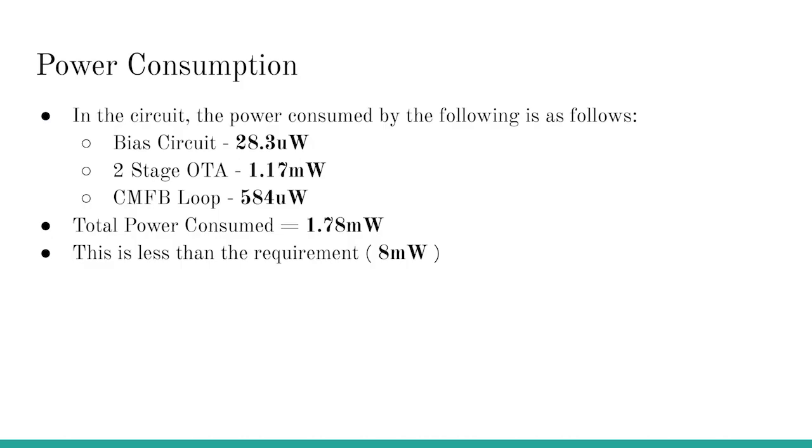Finally, we will look at the power consumption of our circuit. The power is consumed by the bias circuit, the two-stage OTA, and the common mode feedback loop. So the total power consumed by our circuit is calculated to be 1.78 milliwatts, which is less than the required 8 milliwatts.